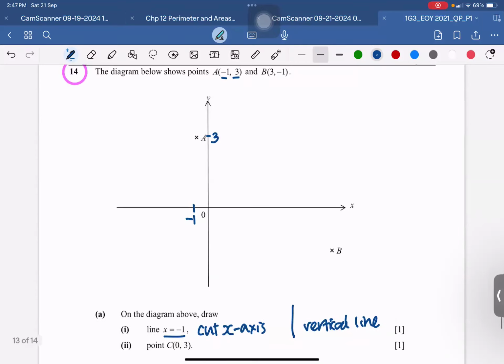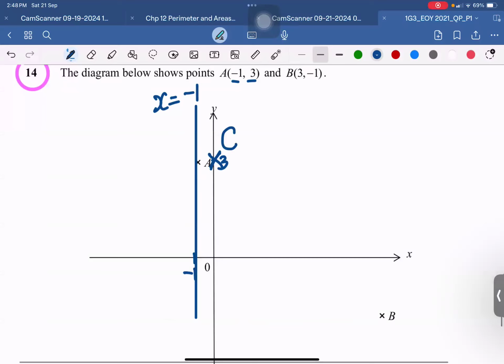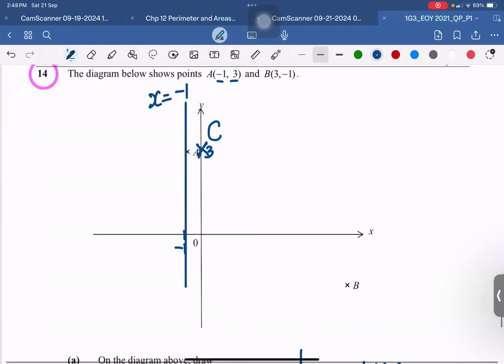So the equation here will be just x equals negative 1. It passes through A. Next one, mark the point C, 0, 3. X is 0, Y is level 3. So mark a point on the y-axis. This is the point C, 0, 3. Okay, are you okay with this?